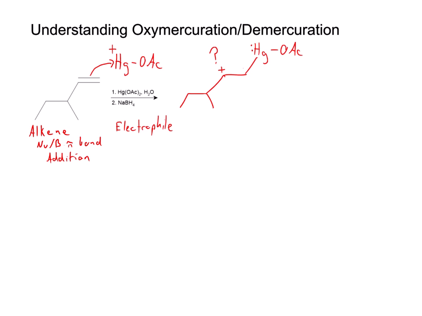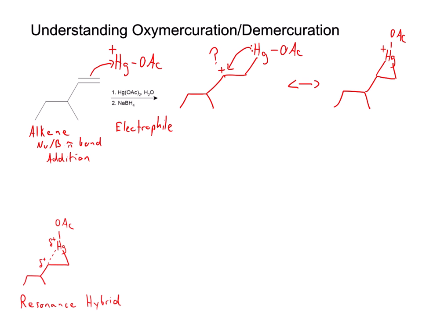And as soon as this bond between the carbon and the mercury forms, the excess electron density on the mercury is instantly attracted to this positive charge. So we can represent what's happening as kind of a resonance structure that looks like this. For illustrative purposes, I'm going to draw this as a resonance hybrid. Notice that in the resonance hybrid, we have a partial positive charge both on the mercury and on the more substituted carbon, where we originally had the alkene.